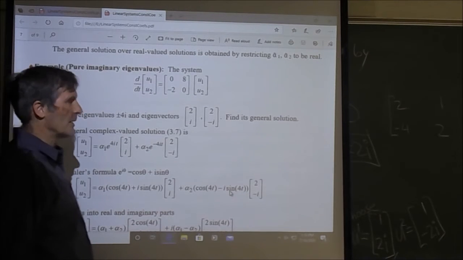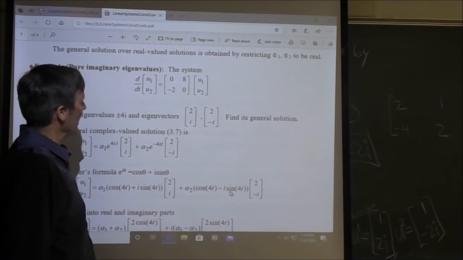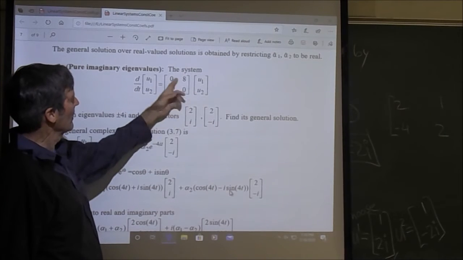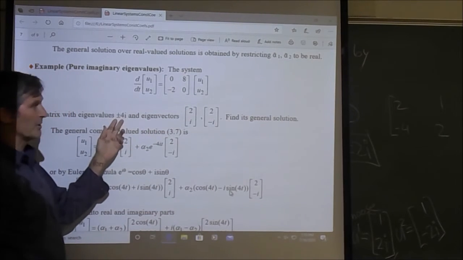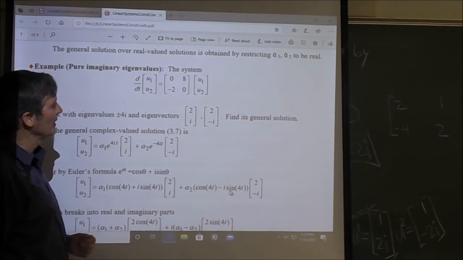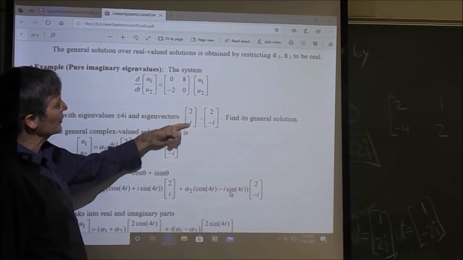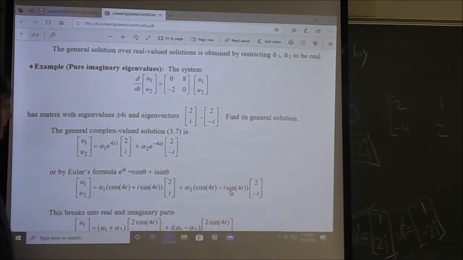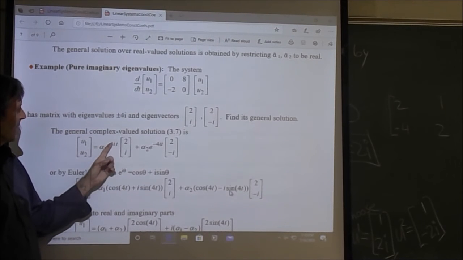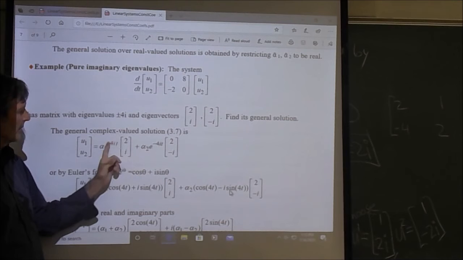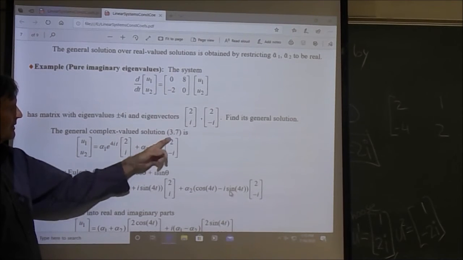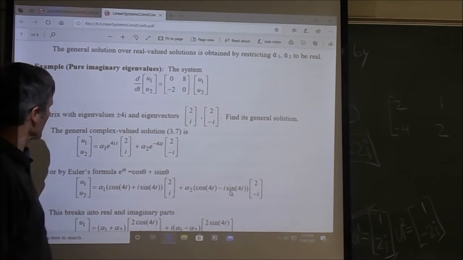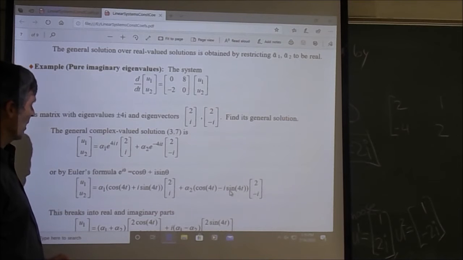Well, once in a while, you get a system that has pure imaginary eigenvalues, right? Let's look at this system, for instance. The eigenvalues turn out to be plus or minus 4i if we work them out in the same way. And the corresponding eigenvectors found in the same way are (2i, 2) and (2, minus i). Find the general solution of this system. Well, we know what it is. It's alpha 1 e to the lambda 1 t u1 plus alpha 2 e to the lambda 2 t u2. Now that's overall complex valued solutions.